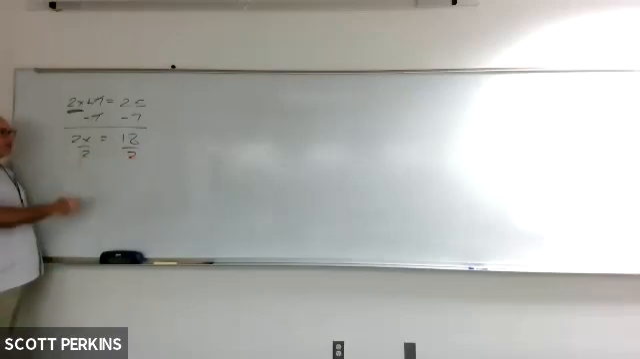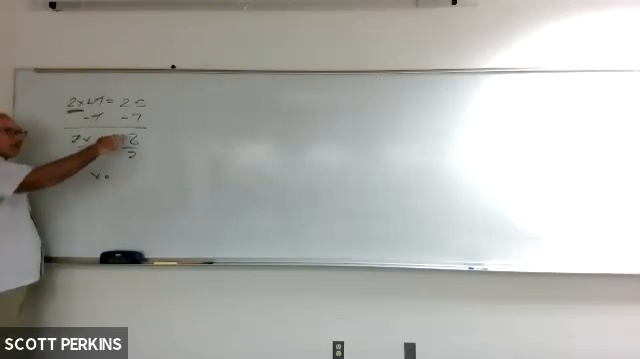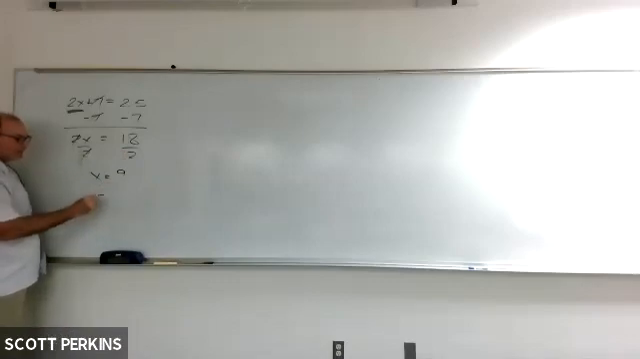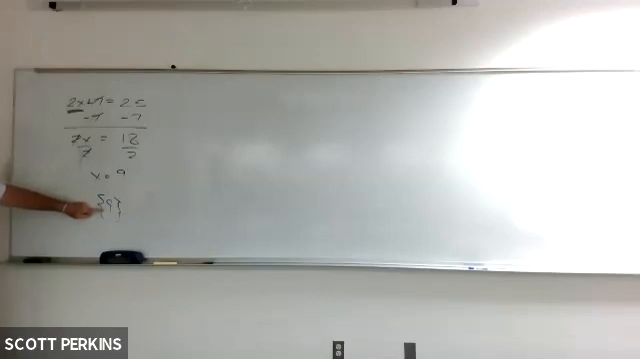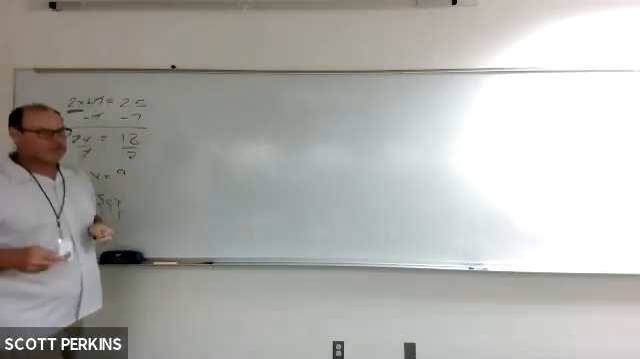Divide by 2. Over here, 2 divided by 2, those cancel, leaves me 1x. Over here, 18 divided by 2 is 9. Boom, there's my solution set. Again, feel free to check, so you always know if you got these problems right or wrong, okay? You put the 9 here, 2 times 9 is 18, 18 plus 7 is 25. Woo, touchdown, there we go.